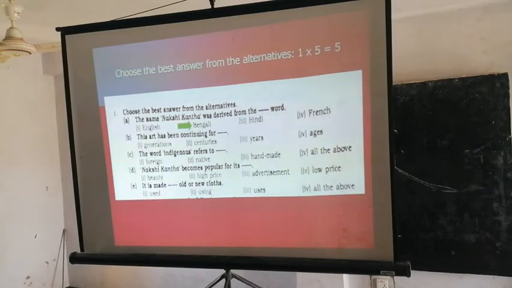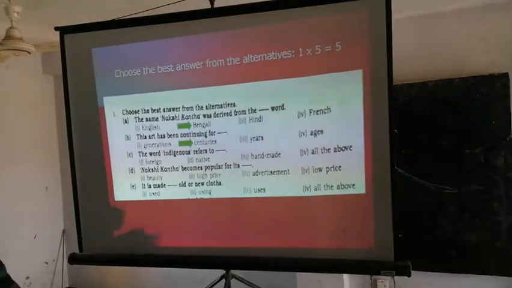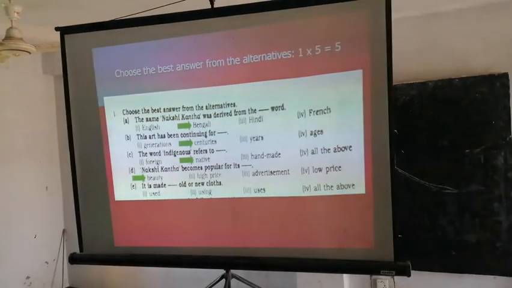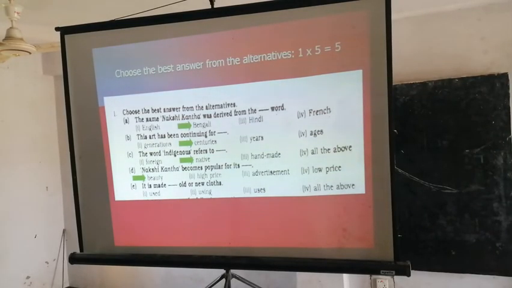Next, the art has been continuing for what? Very good: centuries, meaning hundreds of years. The word indigenous means native. Nokshikatha has become popular for its beauty, not high price, advertisement or low price. This is beauty, because of its artistic design. It is made using old or new clothes. Thank you. Let's move to the next one.